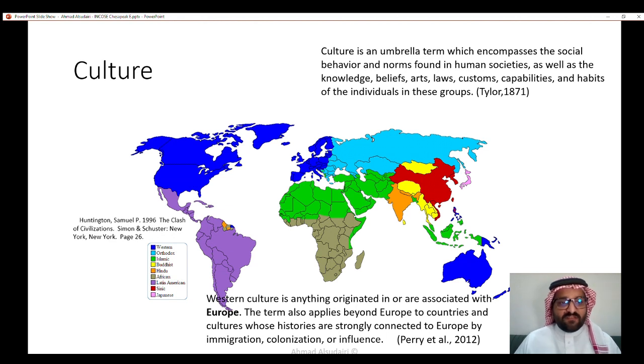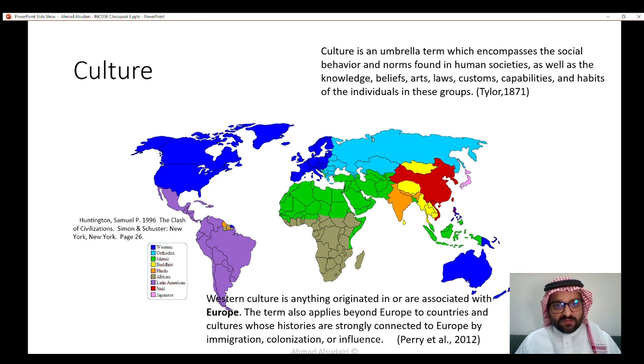Culture is a very big term which includes several elements which encompass human societies together. There are some elements in the central core of culture, like beliefs. There are other elements in the boundaries of culture, like arts or customs.